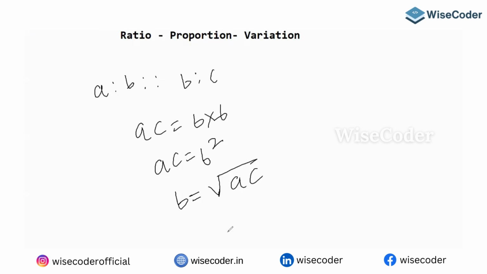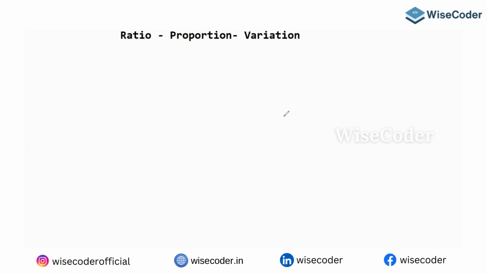In such a case, c is said to be the third proportion of a and b. And b is also said to be the mean proportion.